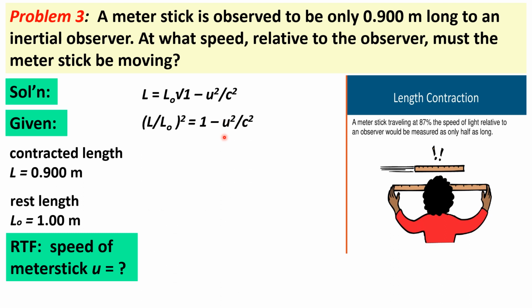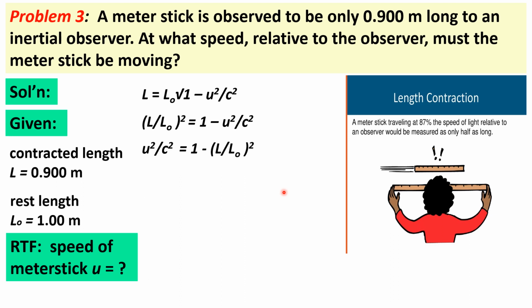First step is to square both sides of the equation with the L naught already transposed to the left side of the equation, L over L naught, right? Squaring both sides, the quantity with the radical sign, when squared, will no longer have a radical sign because the square root of 1 minus u squared over c squared is simply equal to 1 minus u squared over c squared. So from there, how do we proceed?